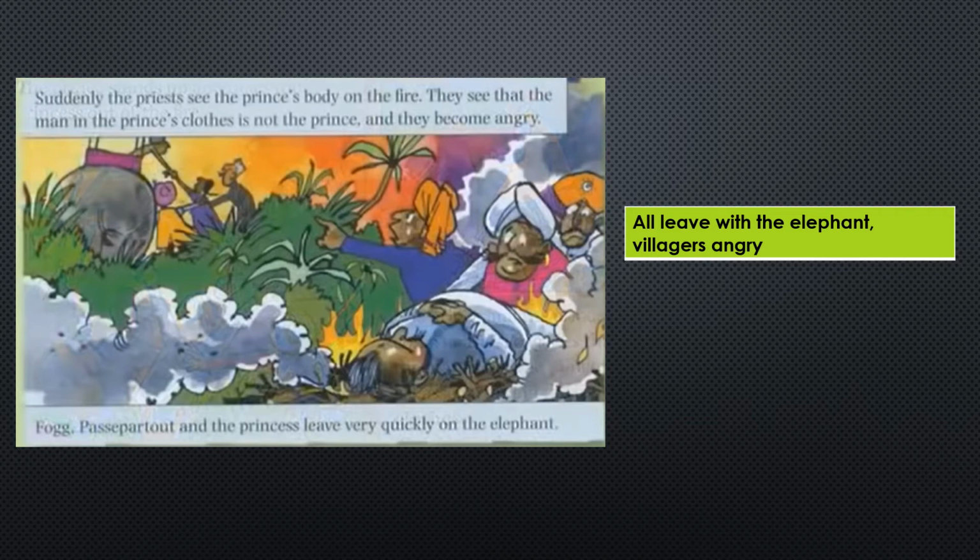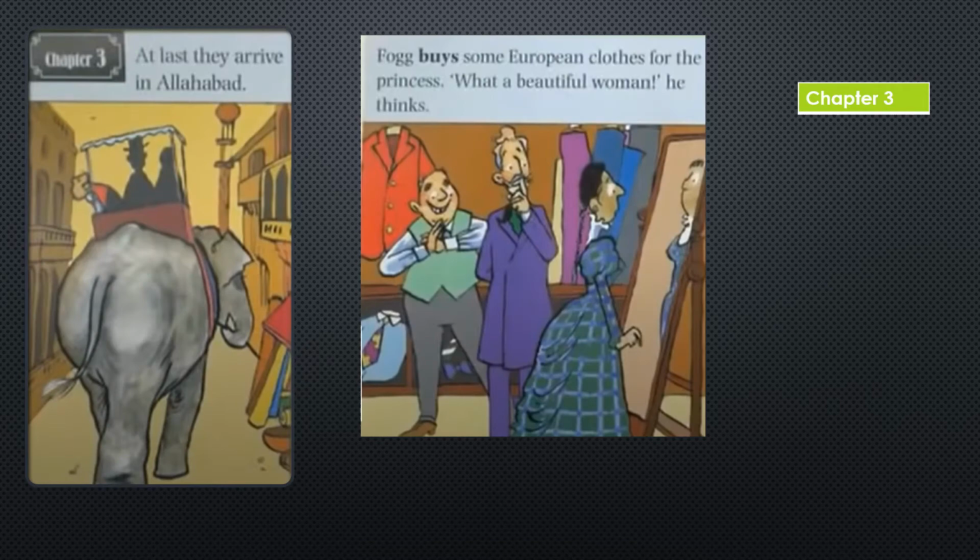Suddenly, the priests see the prince's body on fire. They see that the man in the prince's clothes is not the prince, and they become very angry. Fogg, Passepartout and the princess leave very quickly on the elephant. As they leave, they could see the angry villagers following them. Chapter 3, where they arrive at Allahabad, and Mr. Fogg and Passepartout manage to buy some European clothing for the princess, and Mr. Fogg to himself thinks, "What a beautiful woman."